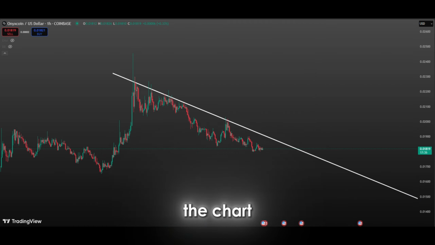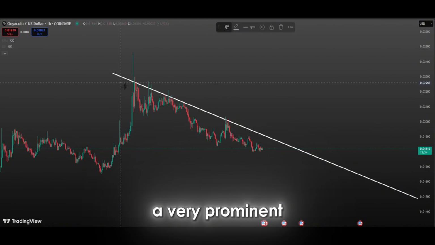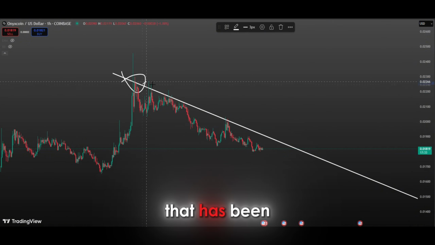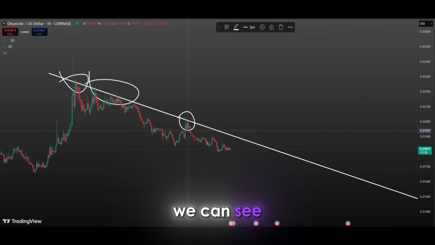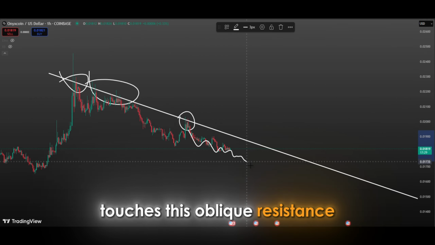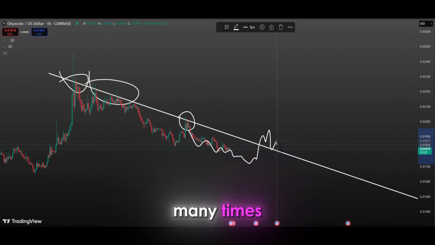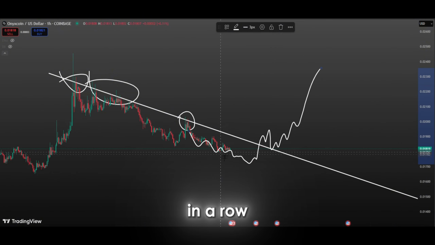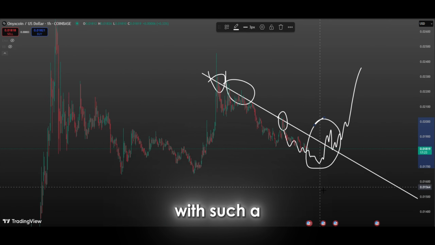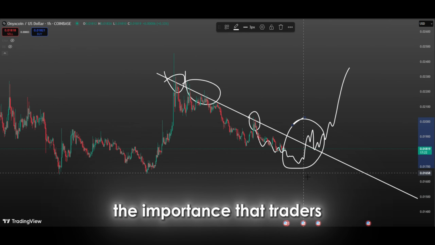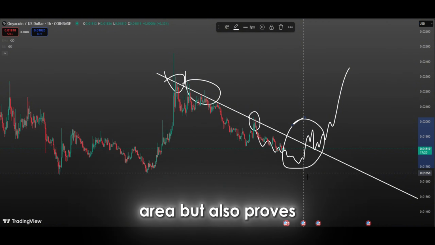Looking carefully at the chart, we can see that there is a very prominent downtrend structure that has been putting pressure on the price for a long time. Along this trend line, we can see that the price action touches this oblique resistance many times, even repeating this contact several times in a row in some areas. In terms of technical analysis, a trend line with such a large number of contacts not only shows the importance that traders attach to that area, but also proves that the trend line is a strong resistance line.